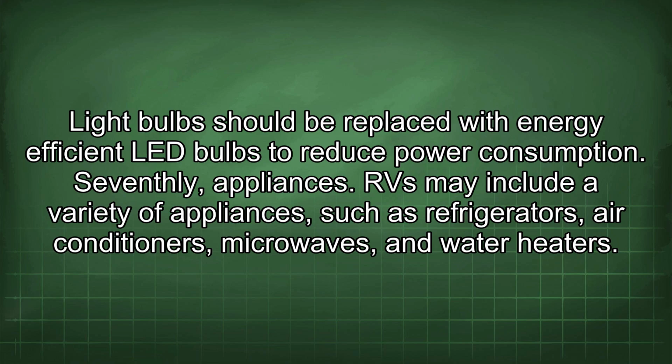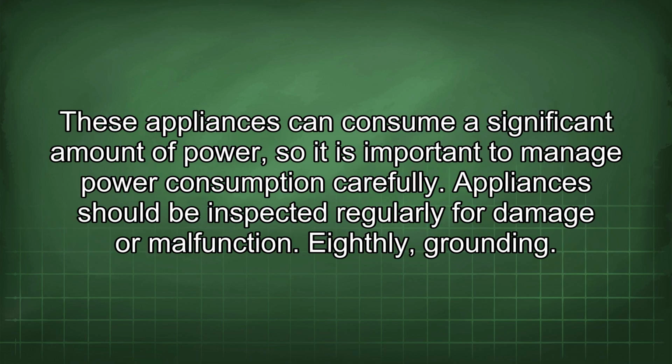Seventhly, appliances. RVs may include a variety of appliances such as refrigerators, air conditioners, microwaves, and water heaters. These appliances can consume a significant amount of power, so it is important to manage power consumption carefully. Appliances should be inspected regularly for damage or malfunction.